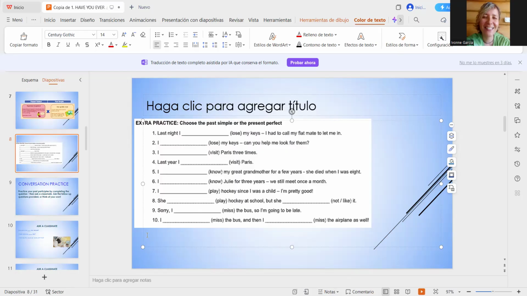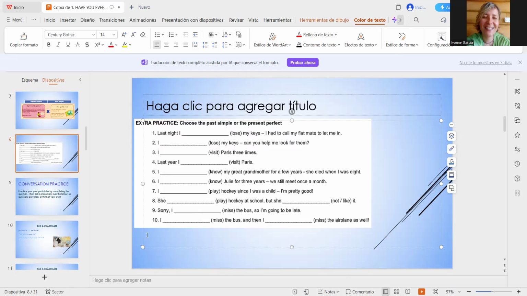Okay, let's continue with number four. Last year, same verb, visit Paris. So in this case, it is the same situation, but we have last year. We're talking about last year. Last year is finished. So it is a finished action. You need to use the past simple. Last year, I visited Paris. Let's continue. Number five, and the verb in this case is know my great-grandmother for a few years. She died when I was 8.